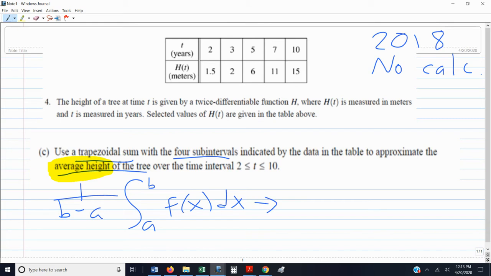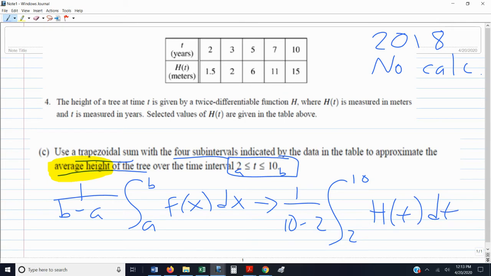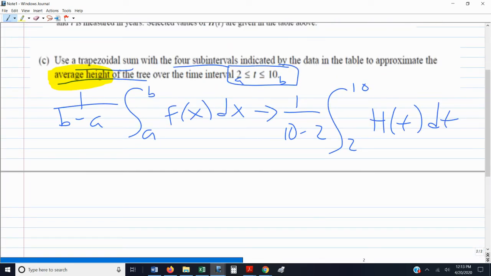So with the numbers filled in, we're going to use the interval 2 to 10. So that's your A and your B. That's going to go to 1 over 10 minus 2, integral from 2 to 10. And then the actual function we're using for average height is the h of t function. Simplifying that a tiny bit more, you have 1 over 8, integral from 2 to 10, and then h of t dt. Okay, so that takes care of average height.